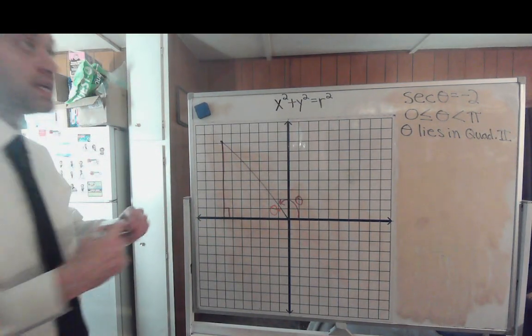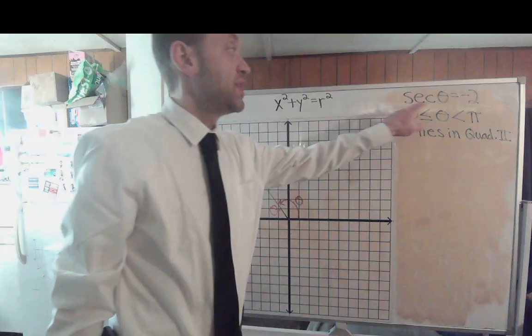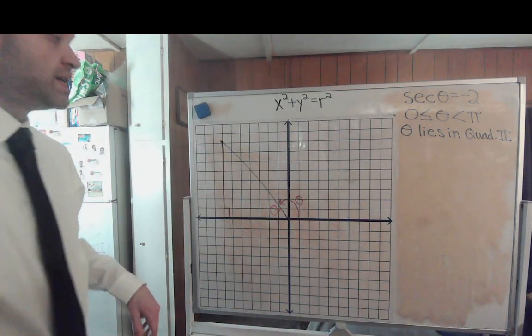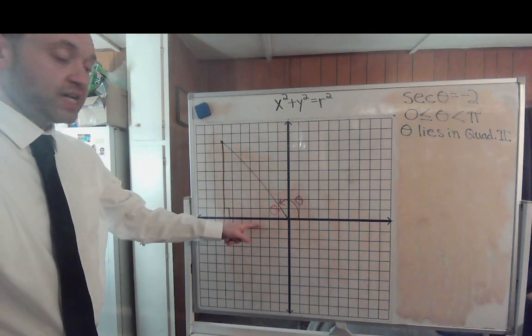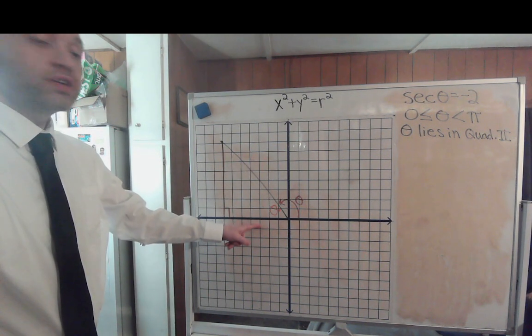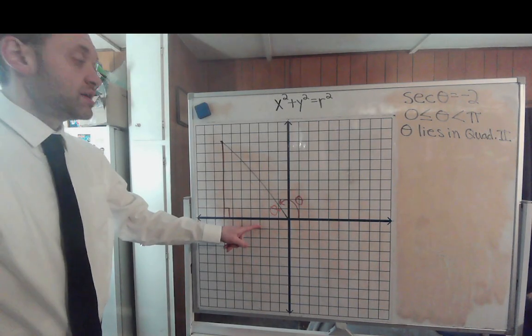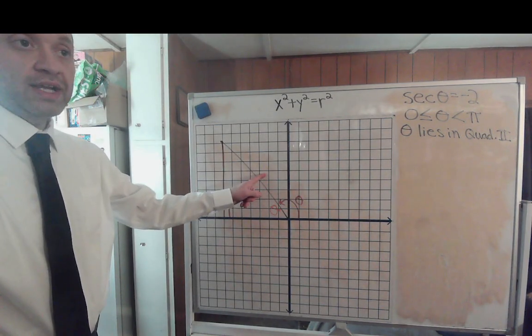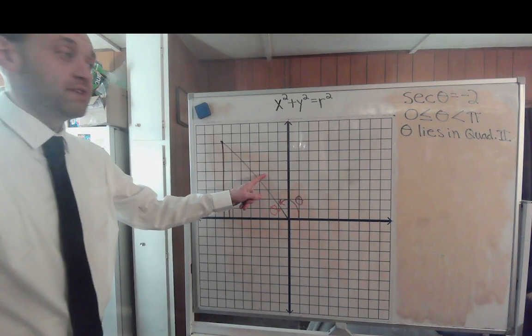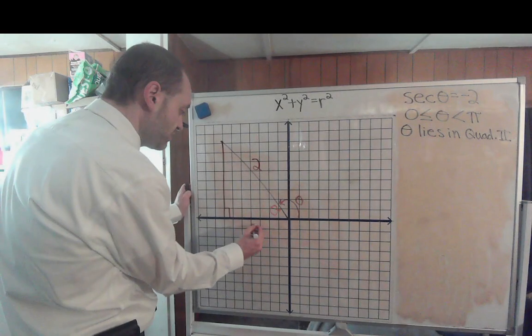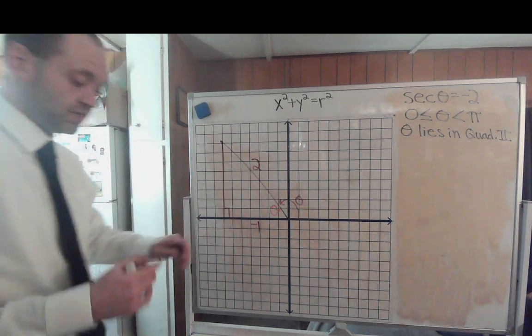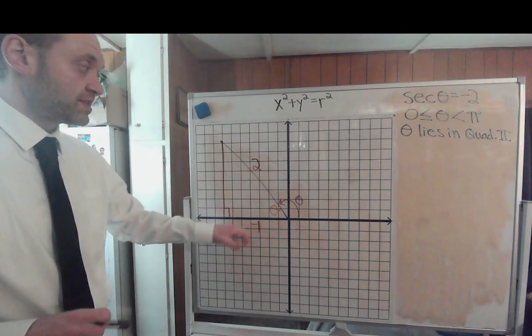Okay, so what do they give us? They give us that the secant of theta equals -2. Well, that means that's going to be the hypotenuse over the adjacent, right? Well, there's just one thing. The hypotenuse is actually your radius. Your radius can't be negative. It can only be positive. So this is really going to be 2 over -1. So your x length is -1.